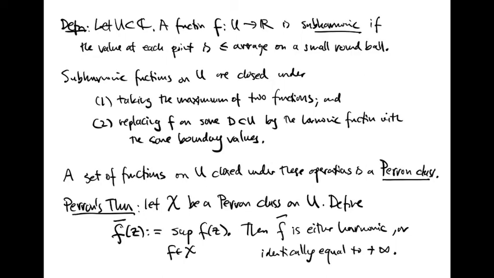Perron's theorem gives a method to construct a harmonic function from a Perron class. It says the following: let X be a Perron class on a domain U. Let's define a function f bar whose value at each point z in the domain is the supremum of the values of f of z over all the functions f in the Perron class X. Then the function f bar is either harmonic or identically equal to positive infinity.